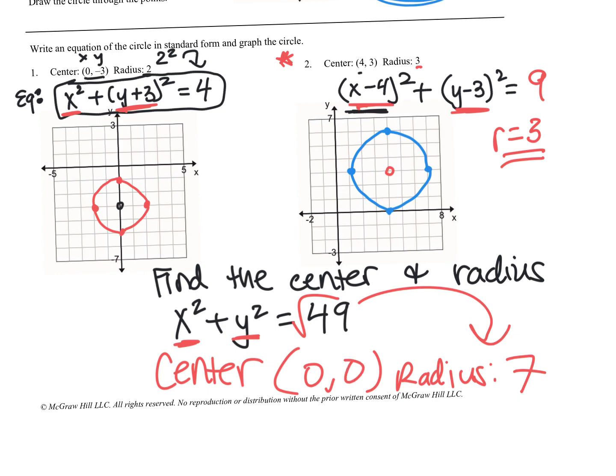Now in the example over here, we just have 5 and negative 3. But sometimes the center will actually be at the origin. And so they're not going to write x plus 0 squared. It's just going to be x squared plus y squared.